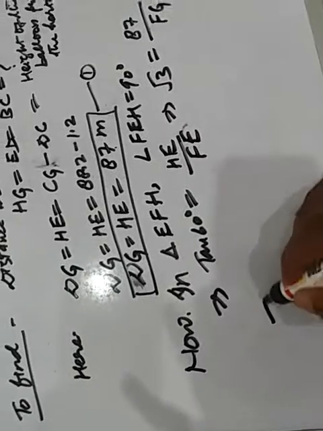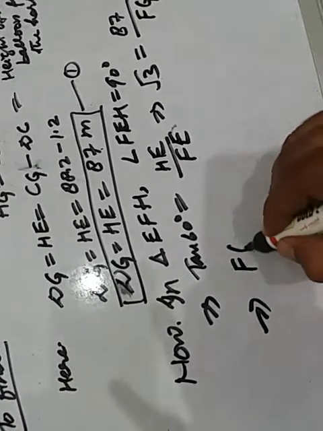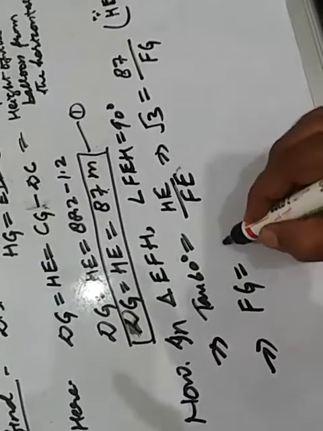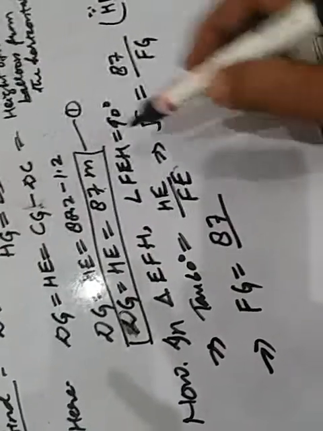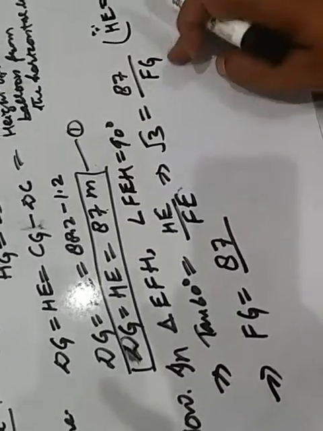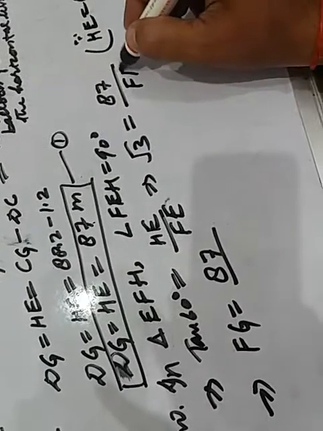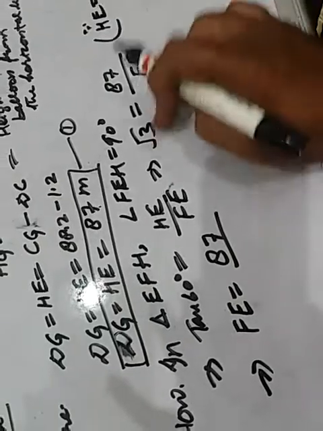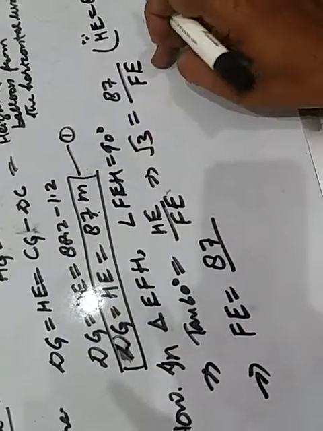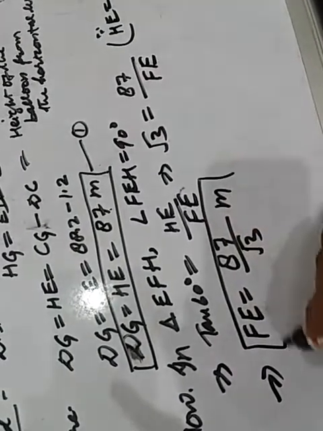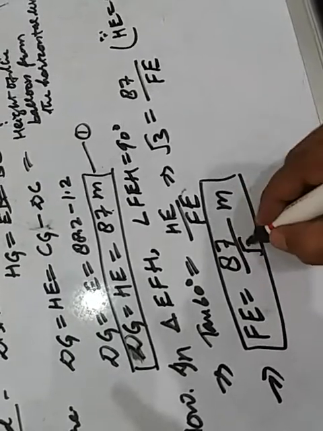Here this implies root 3 equal to HE, that is 87 upon FG. This is not FG, this is FE. This implies that FE equal to, children, 87 upon FE, FE went over there and root 3 came over here, that is 87 upon root 3 meter. This is FE. Let it be equation number 2.